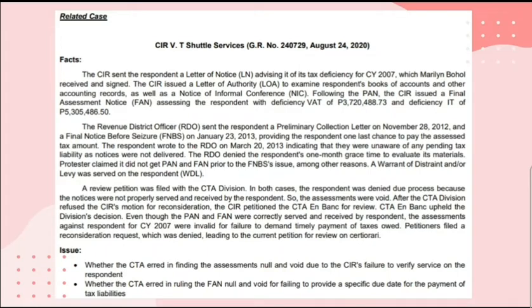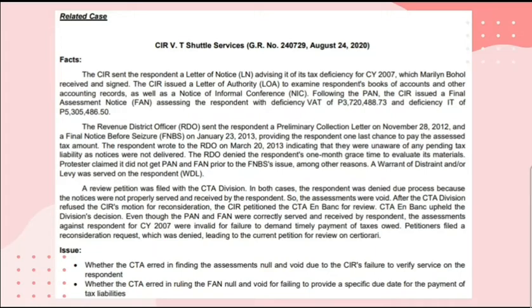In the resolution dated November 16, 2016, the Court of Tax Appeals Division denied the Commissioner of Internal Revenue's motion for reconsideration. Hence, the Commissioner of Internal Revenue filed a petition for review with the Court of Tax Appeals en banc, which was denied on April 3, 2018 for lack of merit.